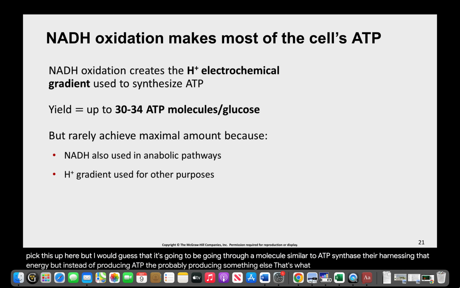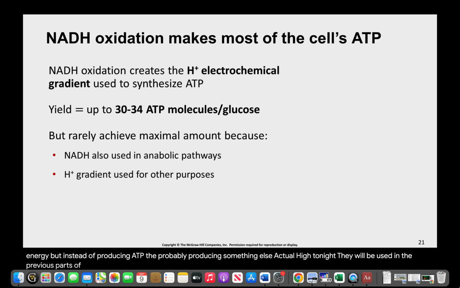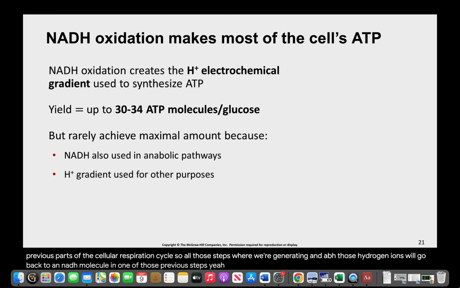Oh, the actual hydrogen ions? Yeah, they will be used in the previous parts of the cellular respiration cycle. So all those steps where we're generating NADH, those hydrogen ions will go back to an NADH molecule in one of those previous steps. Yep. Yeah, great question. Any other questions?